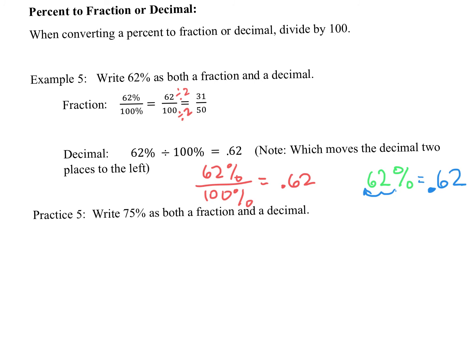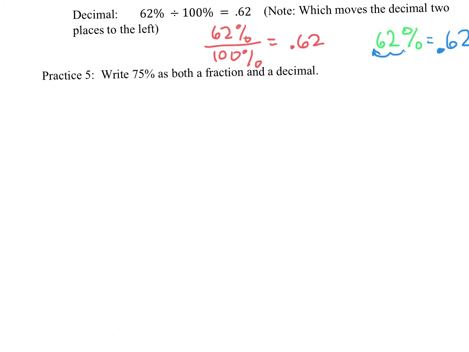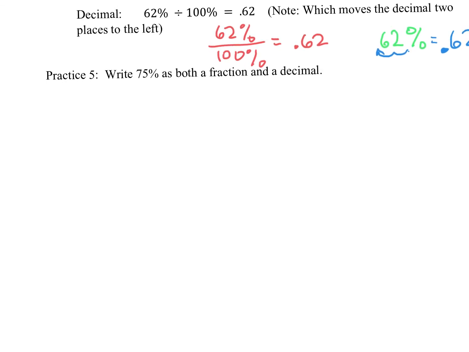Both ways work. Please consider example 5, practice 5, and they want us to write 75% as both a fraction and a decimal. So let's take 75%, divide it by 100. You may notice that 25 goes into the top and the bottom, so we are going to divide the numerator and denominator by 25, and we'll end up with 3/4.